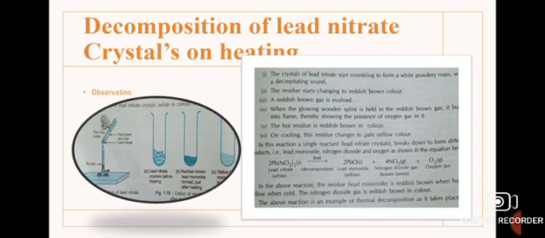We have to apply heat. After heating, decomposition takes place. The three new products are formed. What are they? 2PbO, lead monoxide, that is yellow in color. 4NO2, nitrogen dioxide gas, brown fumes, plus O2, oxygen gas. Okay, you have to read page number 198 and 199.